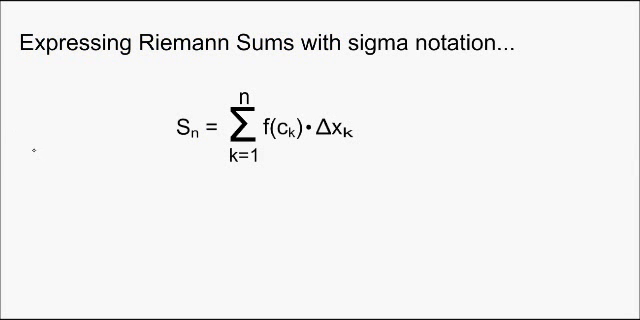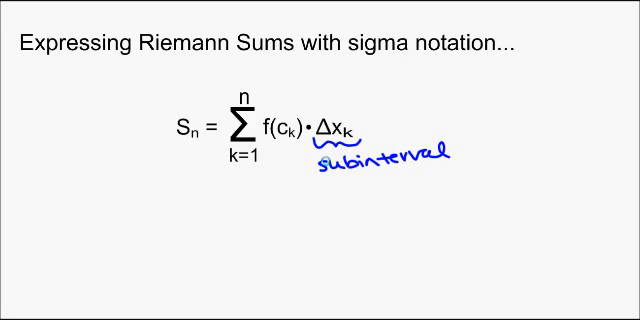Today in class we looked at Riemann sums. You can express these using sigma notation also. So S sub n is our sum, and you can see we're going from k equals 1 up to n. This f of c sub k is our function. The only thing different from the last slide is this last bit, so delta x sub k. And this is, remember, delta means change, so this is our subinterval.